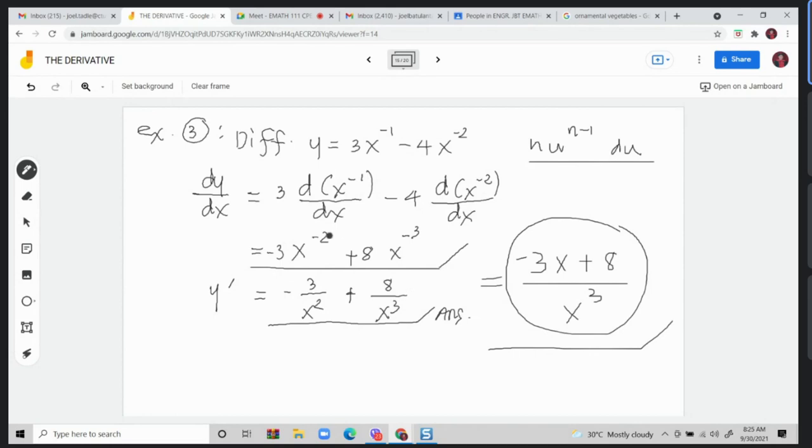We bring down x to the power negative 2 to the denominator. When we bring it down, we change the sign of the exponent. That is the rule. Or we can get the LCD, which is x cubed. Then the final answer is negative 3x plus 8 over x cubed.